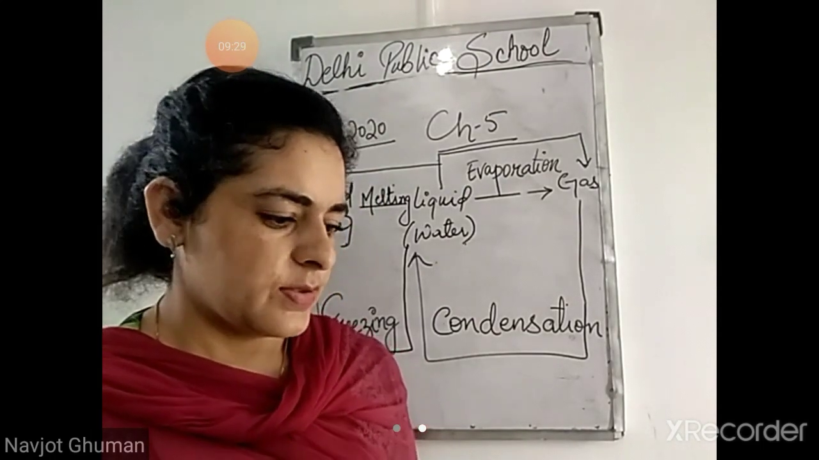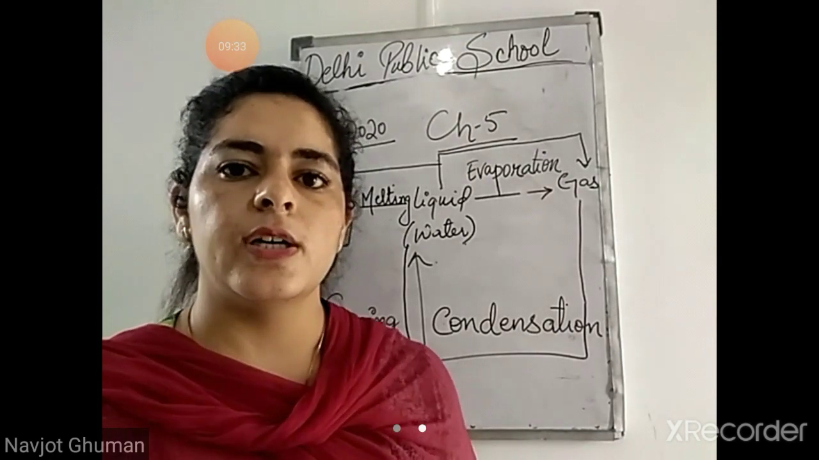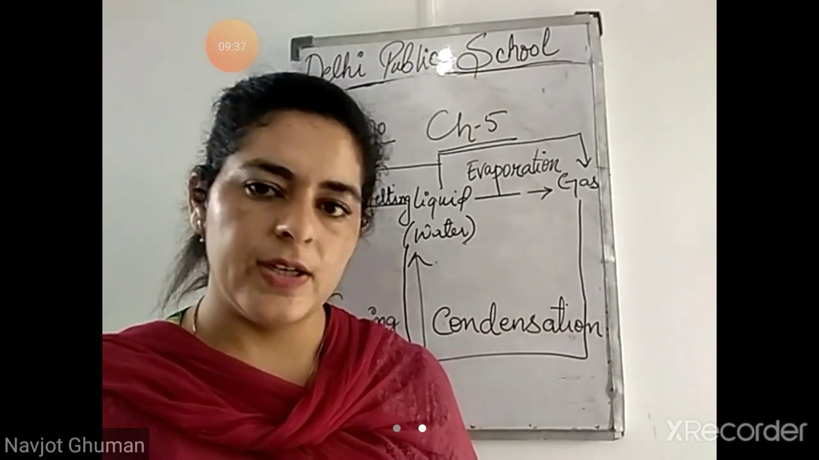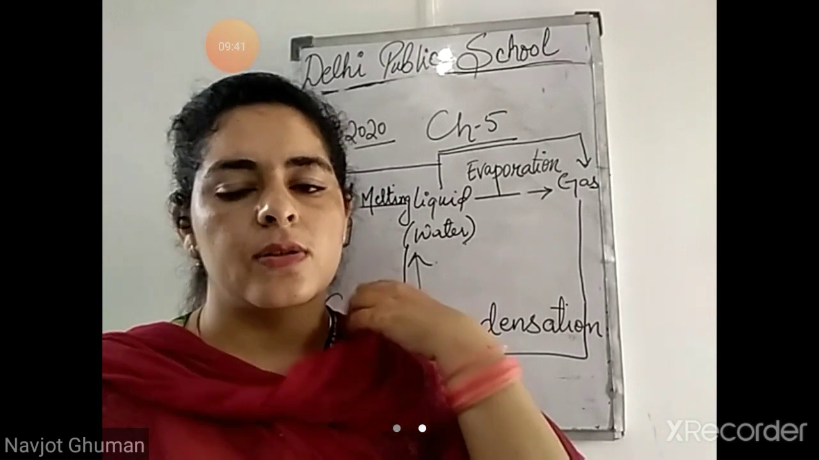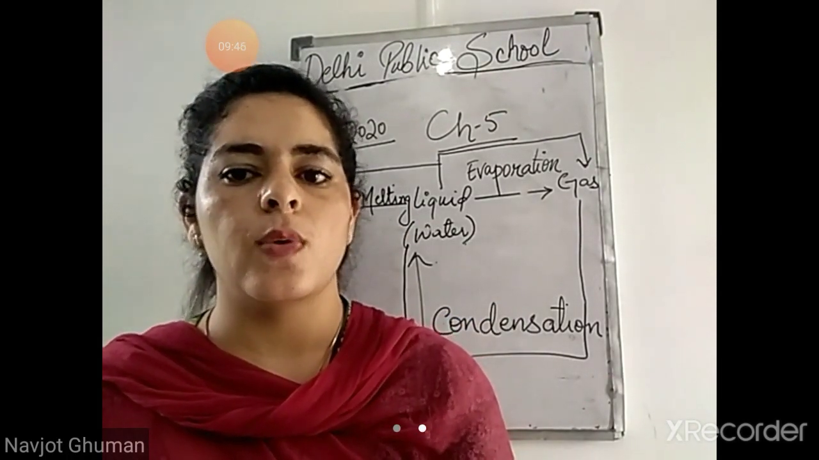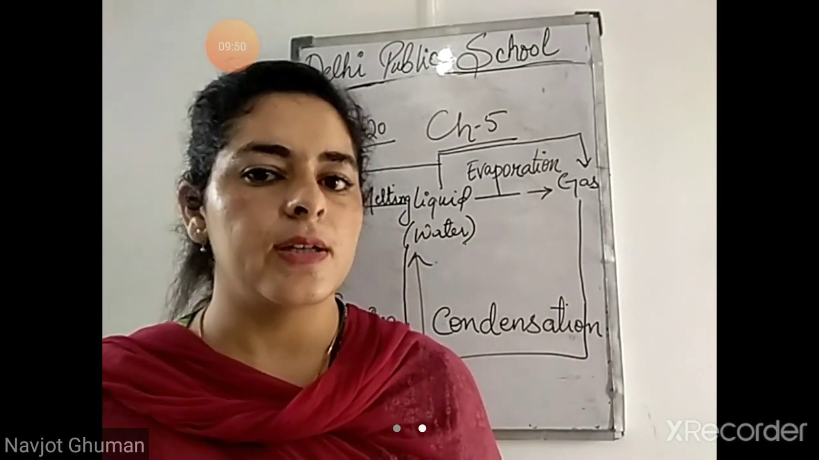Then we read about the activity of condensation, to show how condensation occurs. Take any glass, fill it with ice cold water, keep it aside for some time. After 5-10 minutes, you will observe that on the outside surface of the glass, small water droplets are formed. How are those water droplets formed? They are formed by condensation.